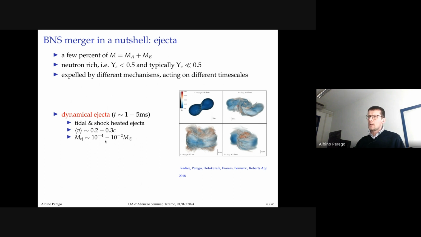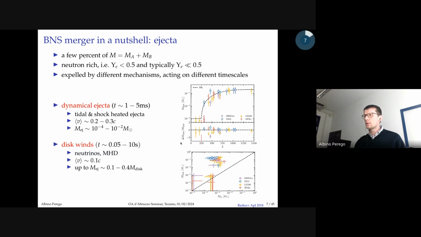So, just a number to keep in mind, dynamical ejecta is 10 to the minus 3. For many, many years, this has been the only way in which we thought matter could be expelled. However, recent simulations show that the disk, if you remember, I told you that after a merger, there is the formation of a compact object in the center surrounded by a disk. And I told you that this disk is a viscous disk in which neutrinos also act.